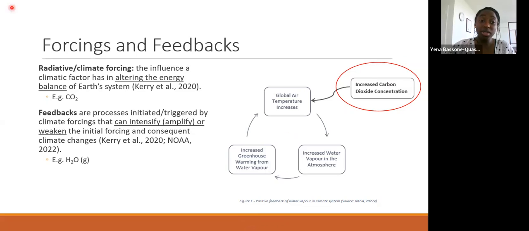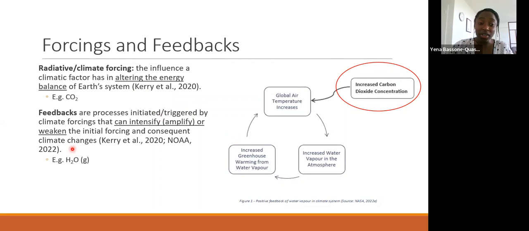And so carbon dioxide is referred to as a forcing, so a climate forcing or radiative forcing agent. And what this means is that it has a direct influence in changing the energy balance of the Earth's system. Imagine the level of carbon dioxide to be the volume control on your phone. If you want to turn up the volume, the up button would be carbon dioxide. You get a very instant reaction.